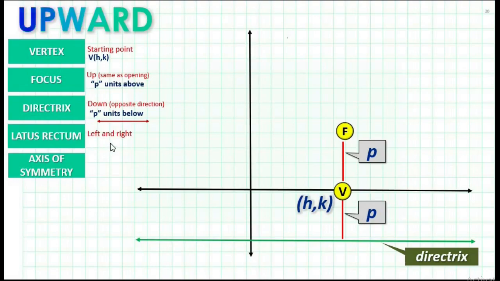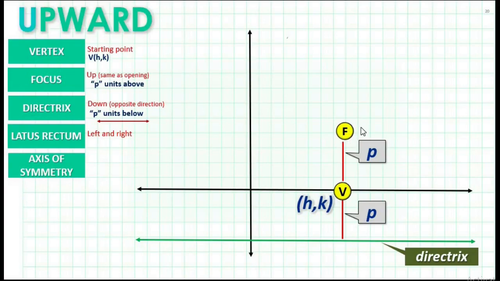So in plotting the endpoints of the latus rectum in a parabola that opens upward, the movement will be to the left and to the right, but this time we are not anymore starting from the vertex but rather the focus, because latus rectum is defined as a line segment passing through the focus.